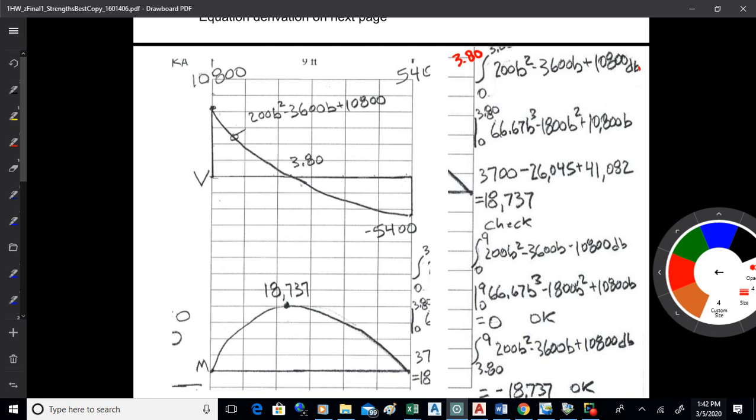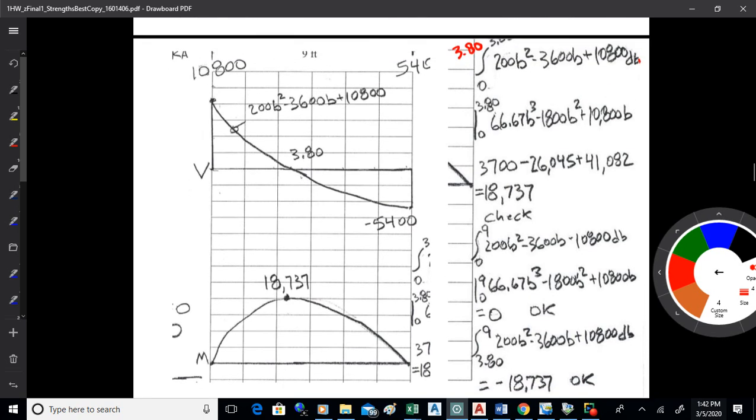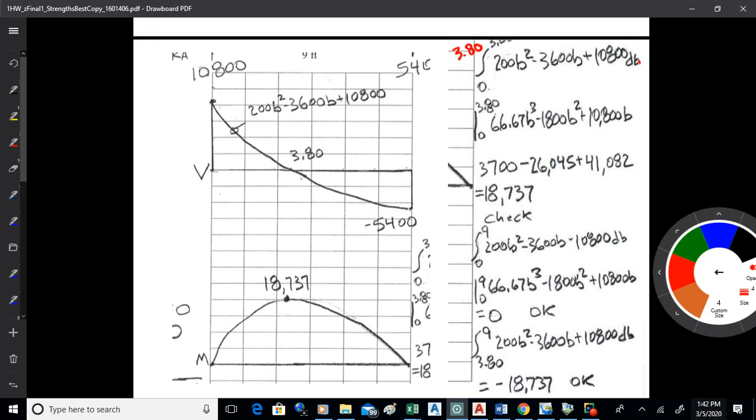All right, that gets me 18,037, that's the positive area there on the left. The negative area on the right will be the same equation evaluated from 3.8 to 9, from here to the limit there. And that will come out to be a negative 18,737.